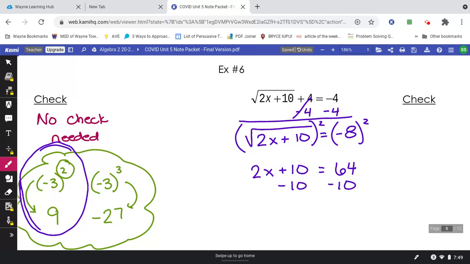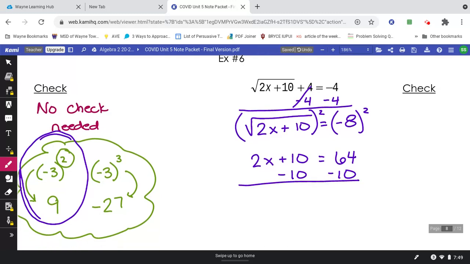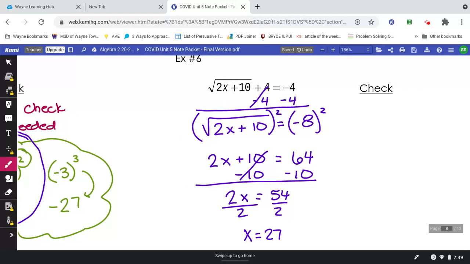Subtract the 10. And divide by 2. X equals 27. Okay, so already I'm a little suspicious because of this right here. Let's go ahead and plug it in and see what happens.